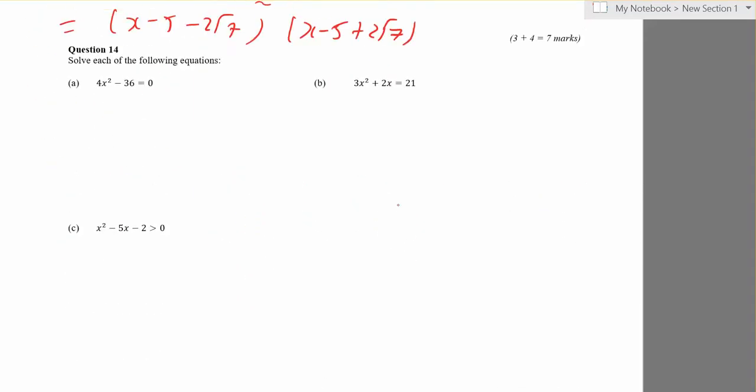Question 14. Solve each of these following equations. So I can move the 36 to the other side. I divide both sides by 4 to get 9. x equals plus or minus 3.